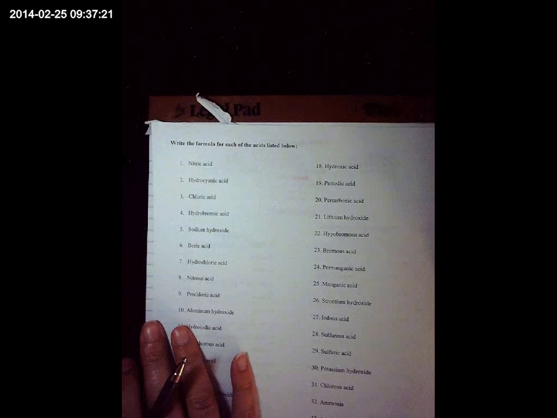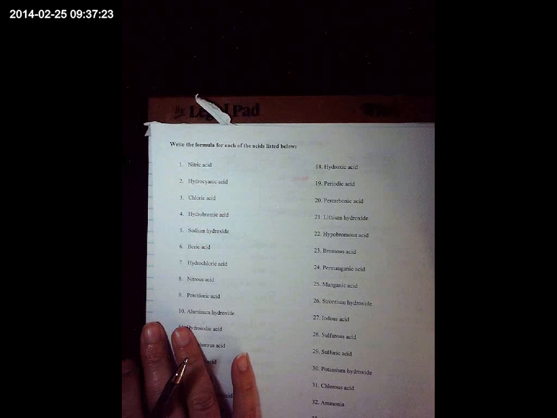We're not going to do all this, relax, let's just do a couple. All right, so it says write the formula for each of the acids listed below.